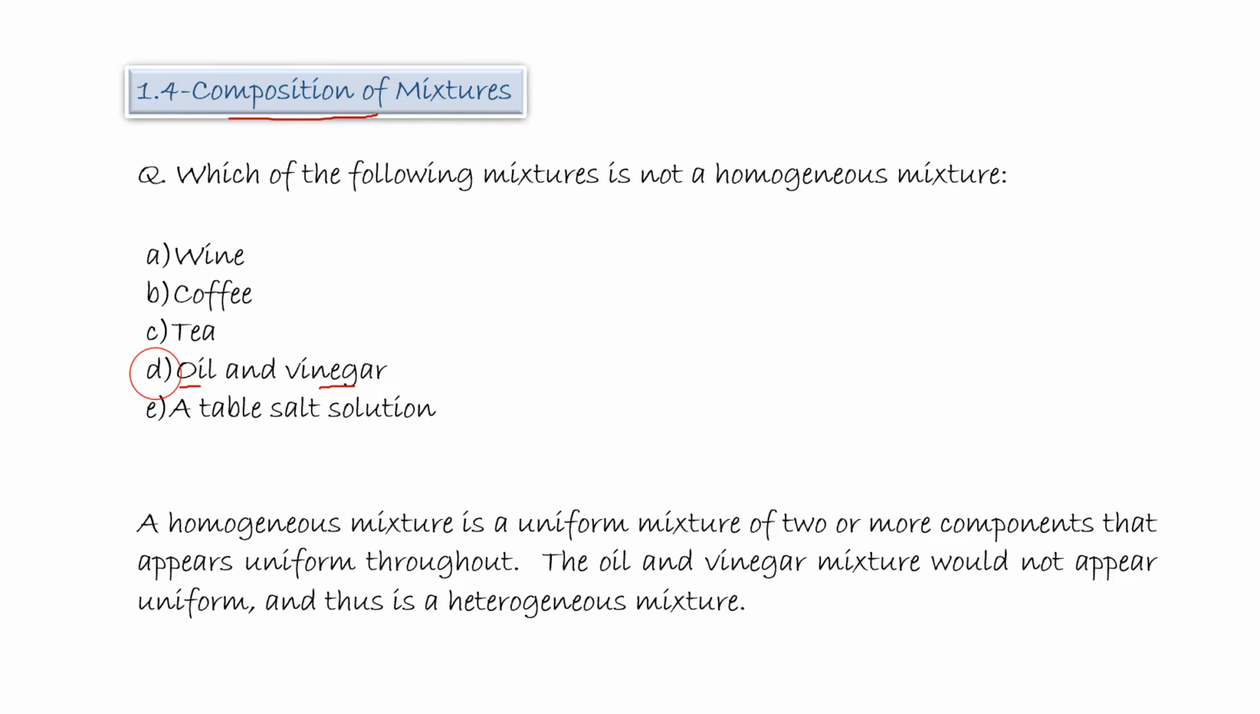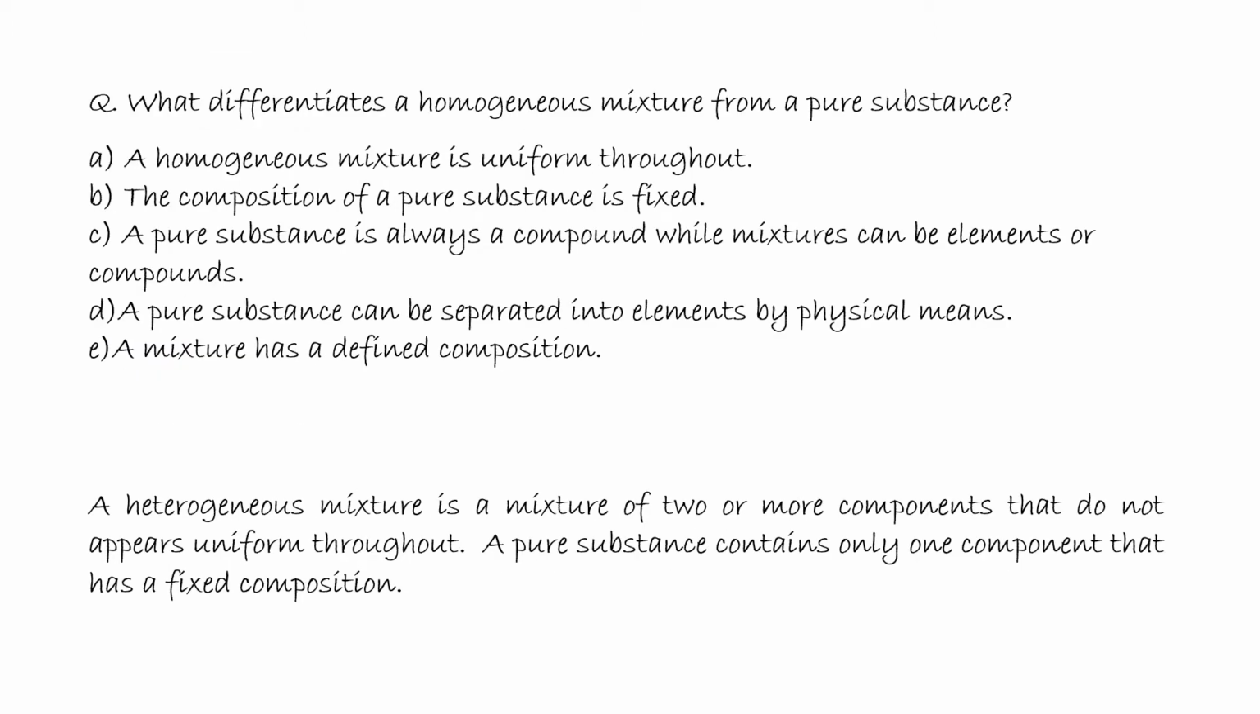Since a homogeneous mixture is a uniform mixture of two or more components that appears uniform throughout, the oil and vinegar mixture does not appear uniform, and thus it is a heterogeneous mixture. Well, what differentiates a homogeneous mixture from a pure substance?